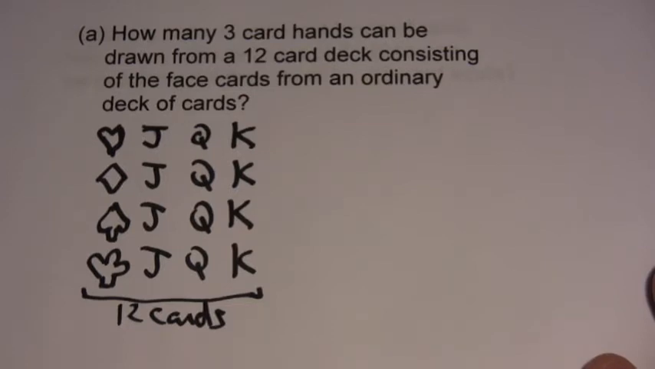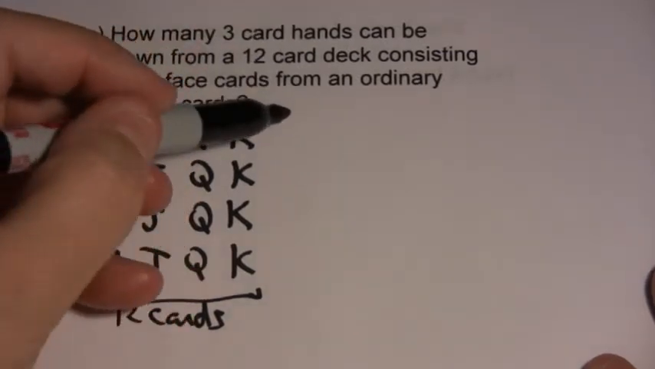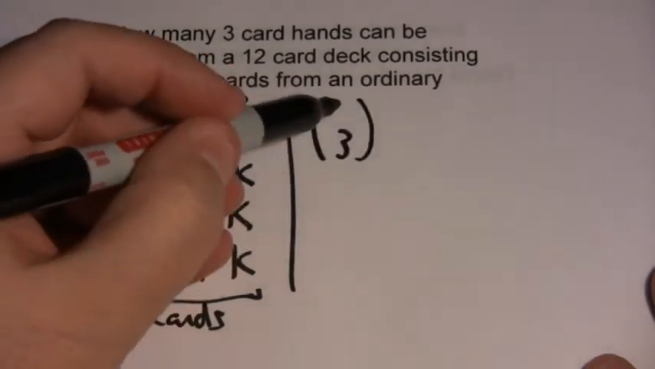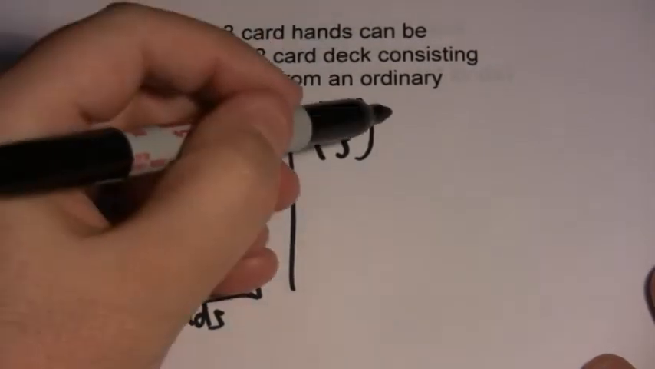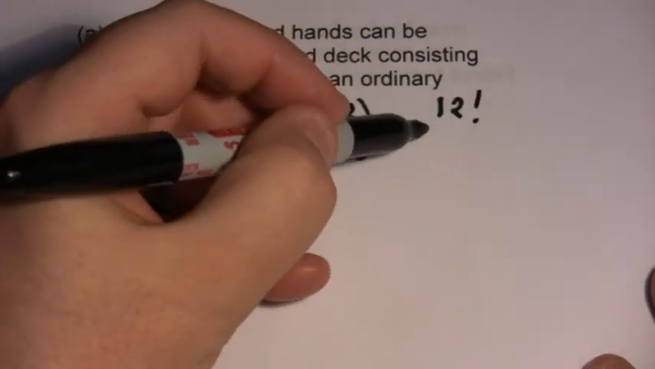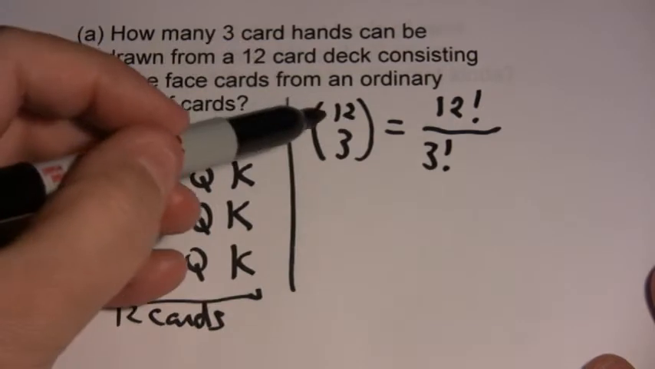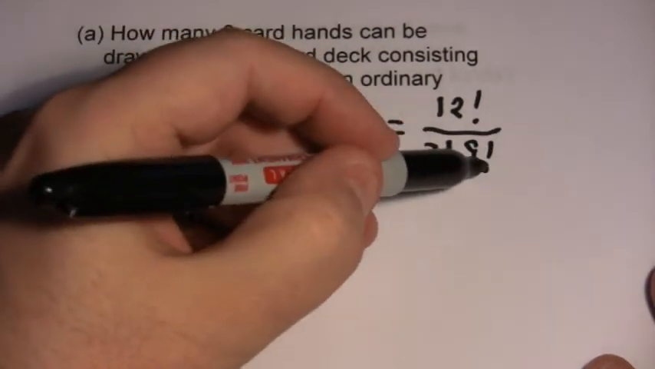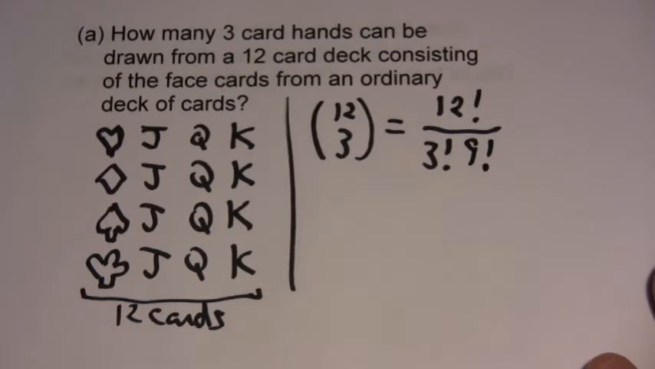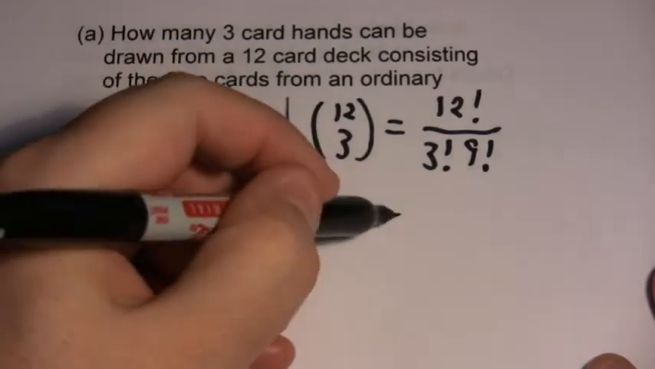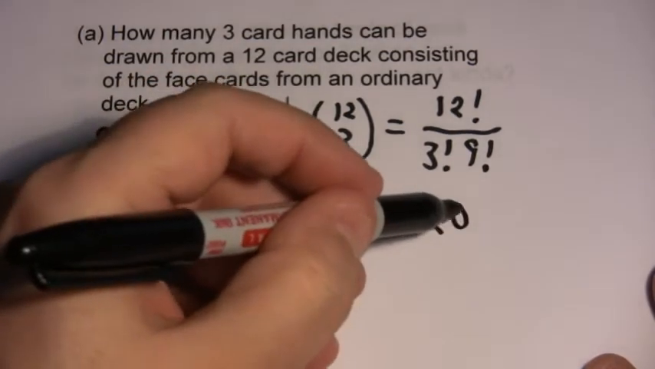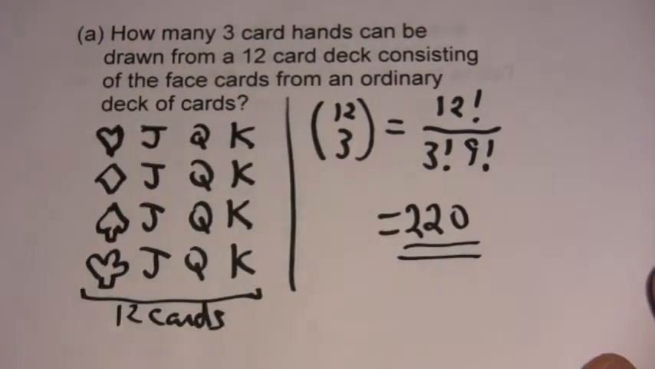Well, once you know how many cards you're choosing from, you basically just treat it as an ordinary combination problem. So you're choosing 3 cards out of the 12 face cards, and that is 12 factorial over 3 factorial times 12 minus 3 is 9 factorial. Now again, I think you've probably gotten good at this by now, so I'm not going to reproduce it on tape. But if you do the calculation, you end up with 220. So there are 220 different 3-card hands you can draw from a deck that has just the face cards in it.